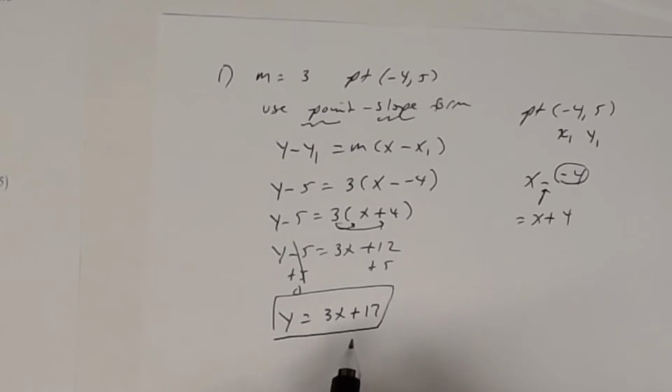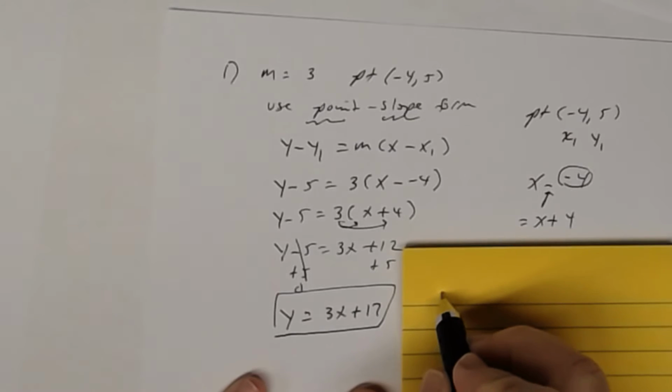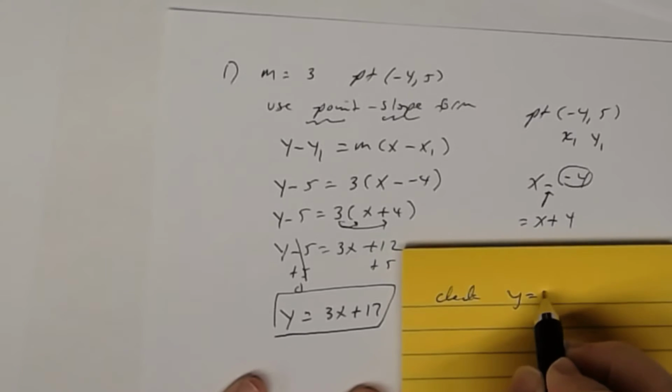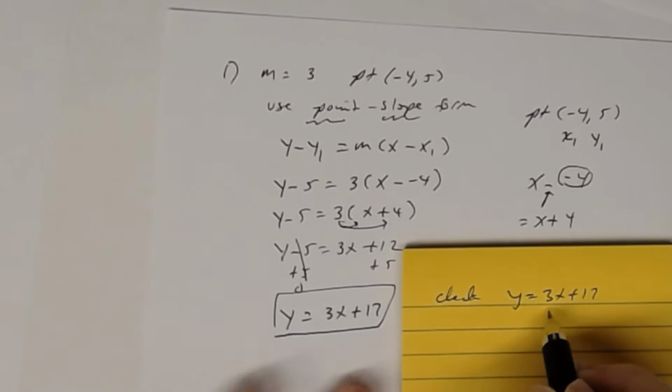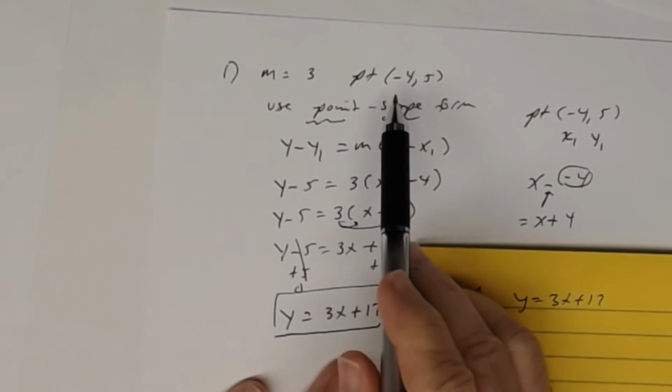All right, now, you can also check yourself, just to let you know. You can check to see if this equation is true. So let's just check y equals 3x plus 17. Let's see if that's true, if this is correct. To do that, you're going to substitute, see this point here?